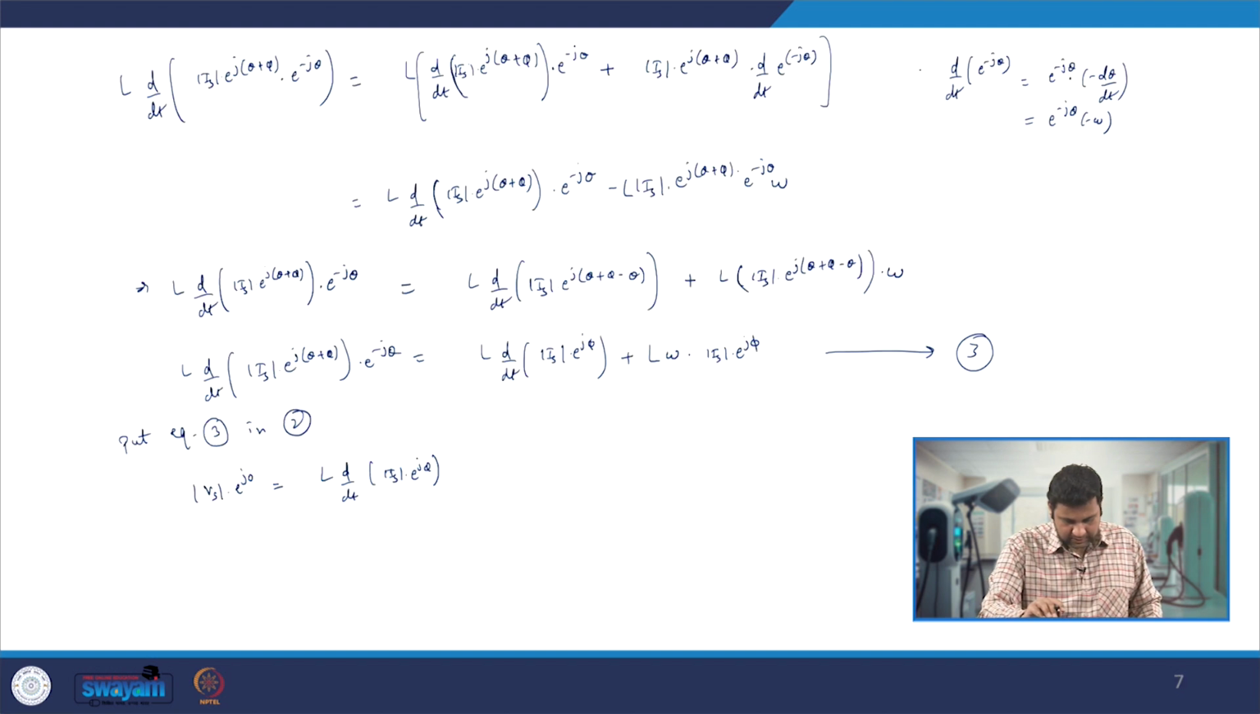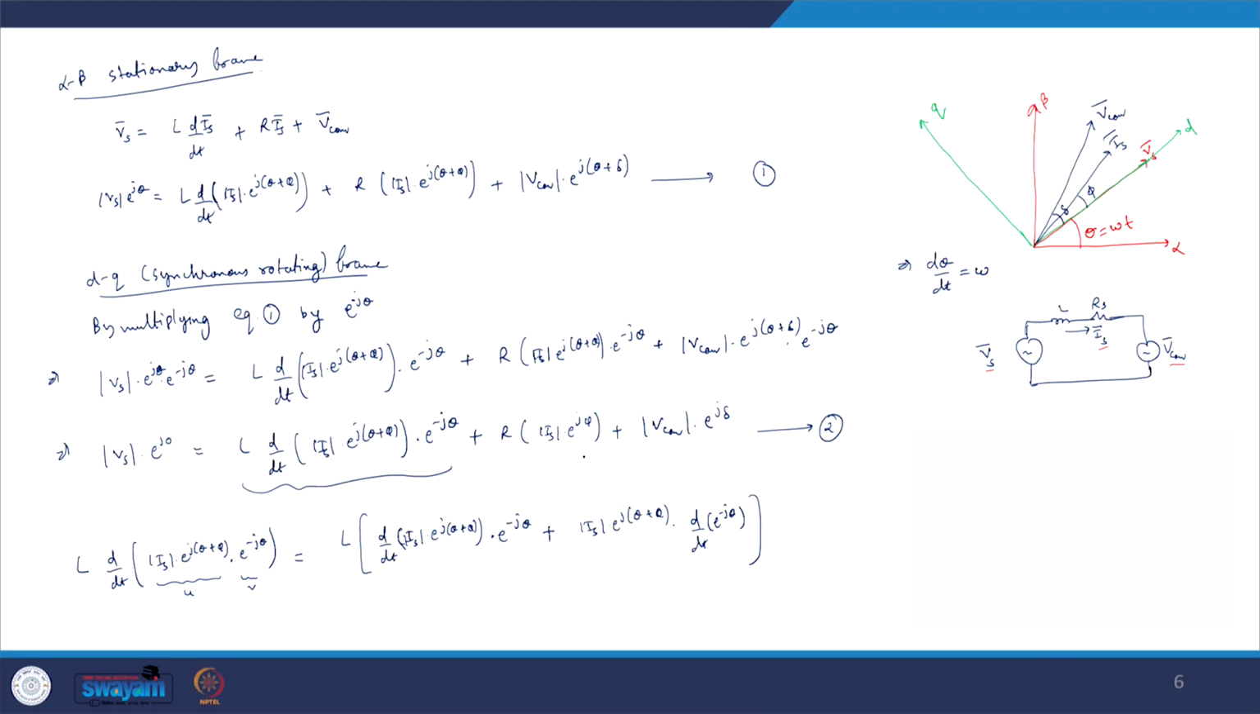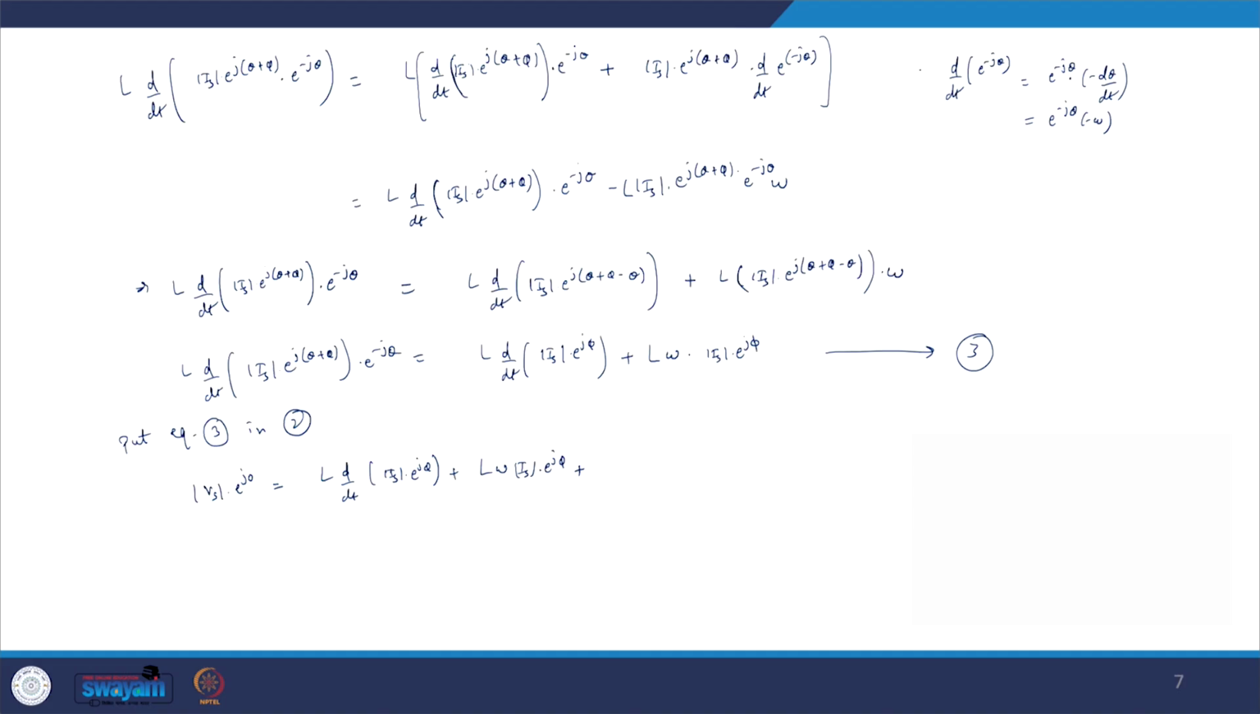and j phi plus L omega e raised to power j phi plus what we have is... I think we have left one term j here, and this goes there, that's it. So that will be j here, this will be j here, and this will be again j over here.